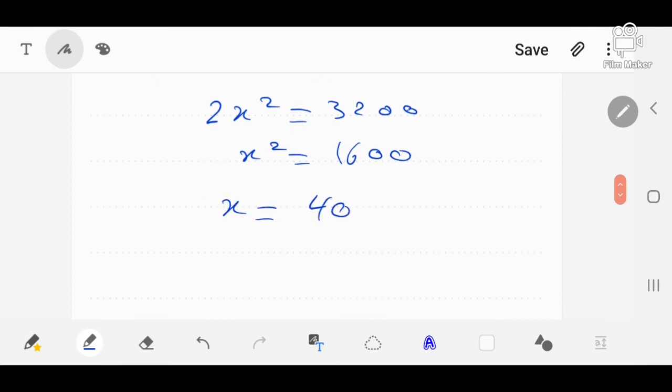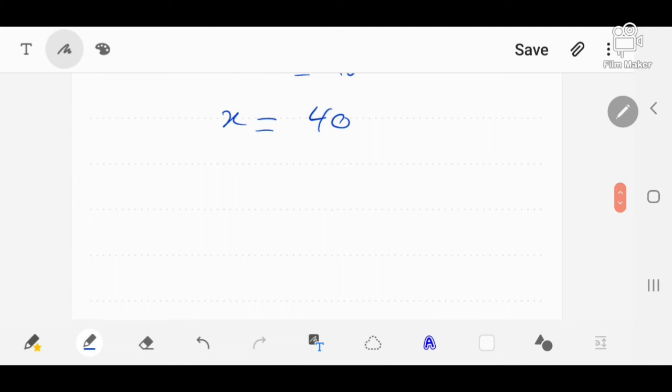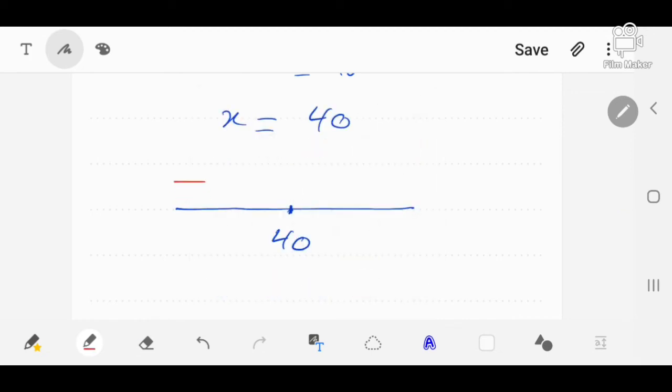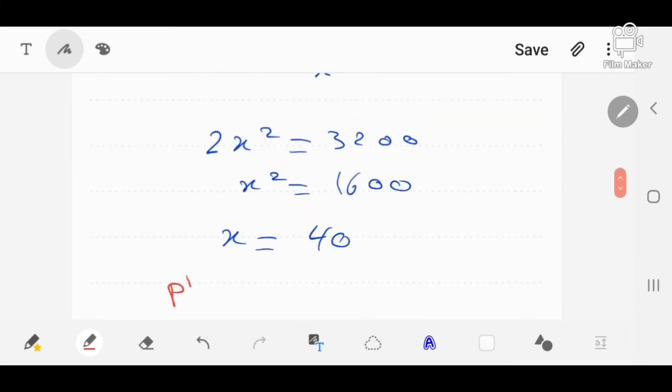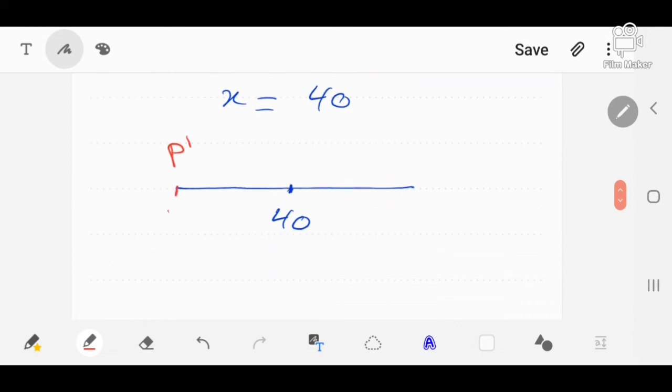Now let's check. Would that really give me a minimum value? To check minimum or maximum, as we used to do before, we need to check the sign of the derivative on the number line. So here I'm going to check p prime. Let's choose a value less than 40, and of course in this case it should be more than 0. We cannot choose values less than 0. The length cannot be negative, so I'm going to choose 1. I'm going to keep the 0 open here so as we cannot use it.